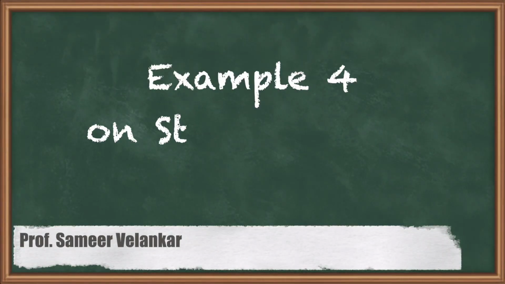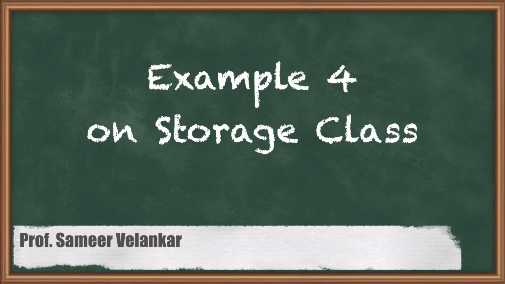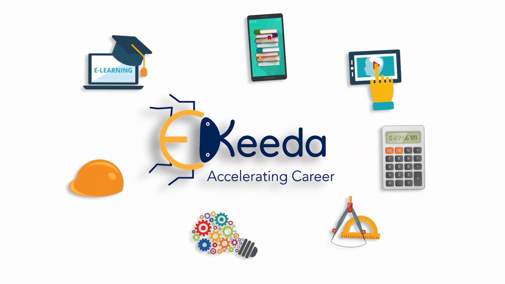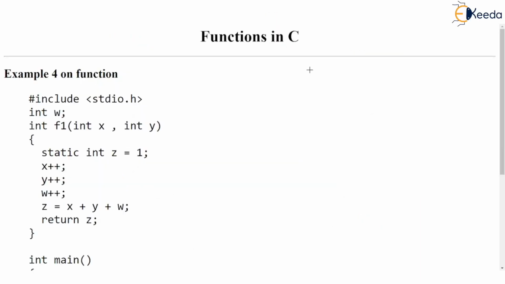Hello, dear students. Let's see one more example program on functions and let us trace the output of the program. Now, just check in this example 4, you can see that there is a global variable w declared with no value. So, obviously, w is going to be 0. And this is a global variable which can be used throughout the program.